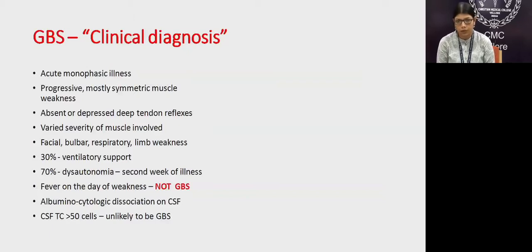Now coming quickly, we'll go through the various immune-mediated disorders. So the Guillain-Barré syndrome, I must emphasize that it is a clinical diagnosis.